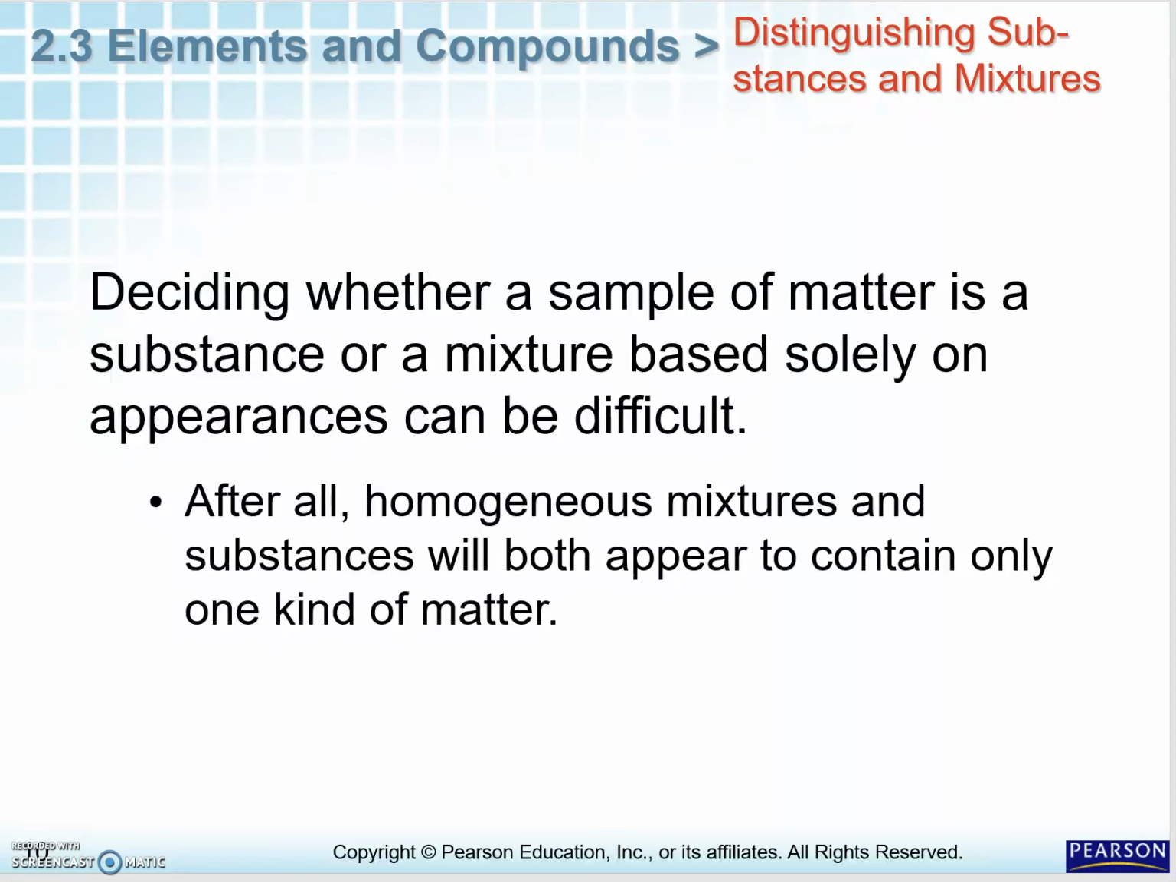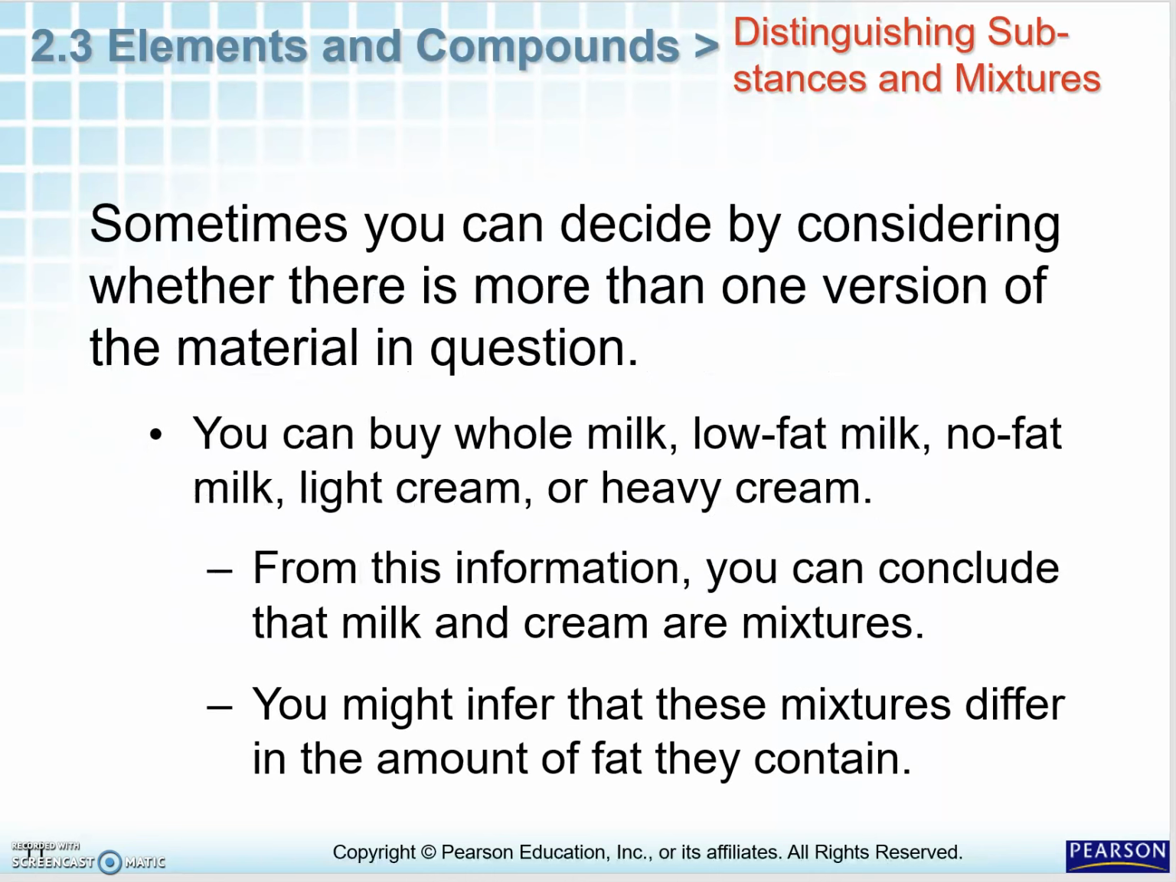Deciding whether a sample of matter is a substance or a mixture based solely on the appearance can be very, very difficult. If you remember from one of our last screencasts, if you were to take a salad dressing, for instance, those are very homogeneous, meaning that you can only see one phase, or it all looks the same. This makes it very difficult to separate the individual things within that mixture. Therefore, you can try and do other reasons of deduction.